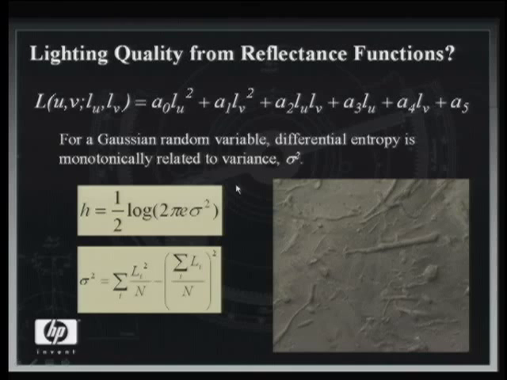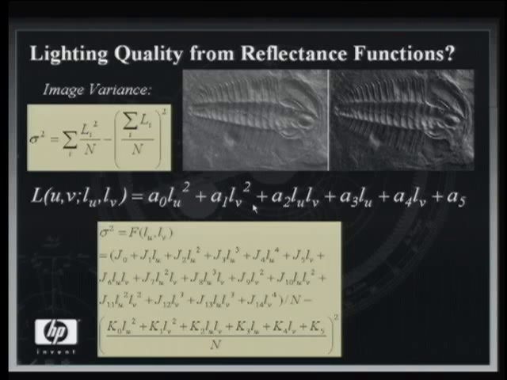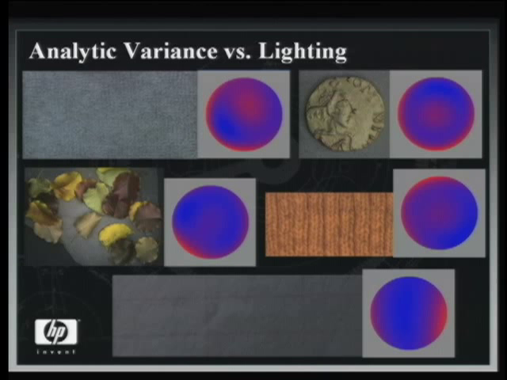it's possible to compute that analytically from a PTM representation. Basically, that means once you have a PTM, in a half second you can produce maps of variance or entropy that tell you where the good places in lighting space are to look at this object. So where are you going to see more detail and where are you going to see less? And not surprisingly, every surface has a different representation of image entropy and different regions where it's better to look for detail. Often it's in the grazing directions here.